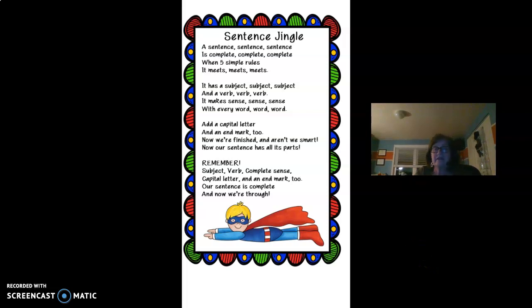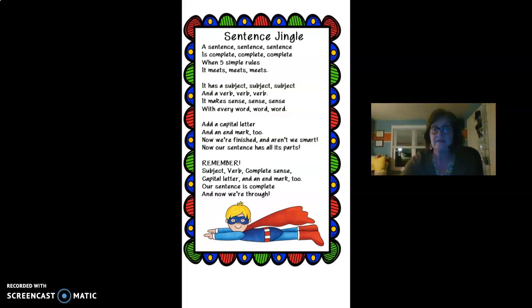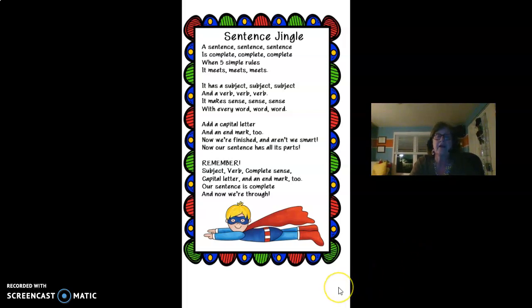A sentence is complete when five simple rules it meets. It has a subject, and a verb. It makes sense with every word. Add a capital letter and an end mark too. Now we're finished, and aren't we smart?